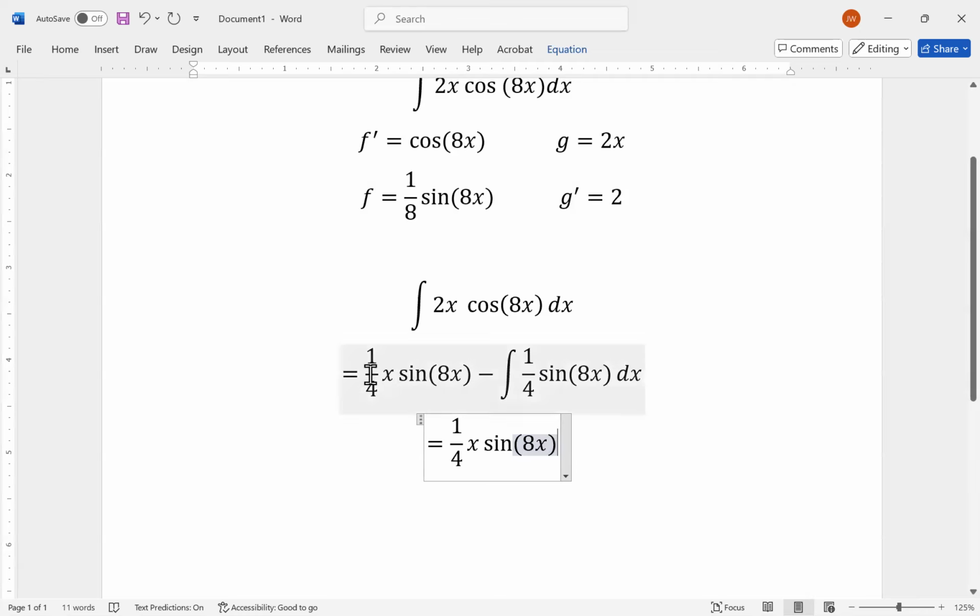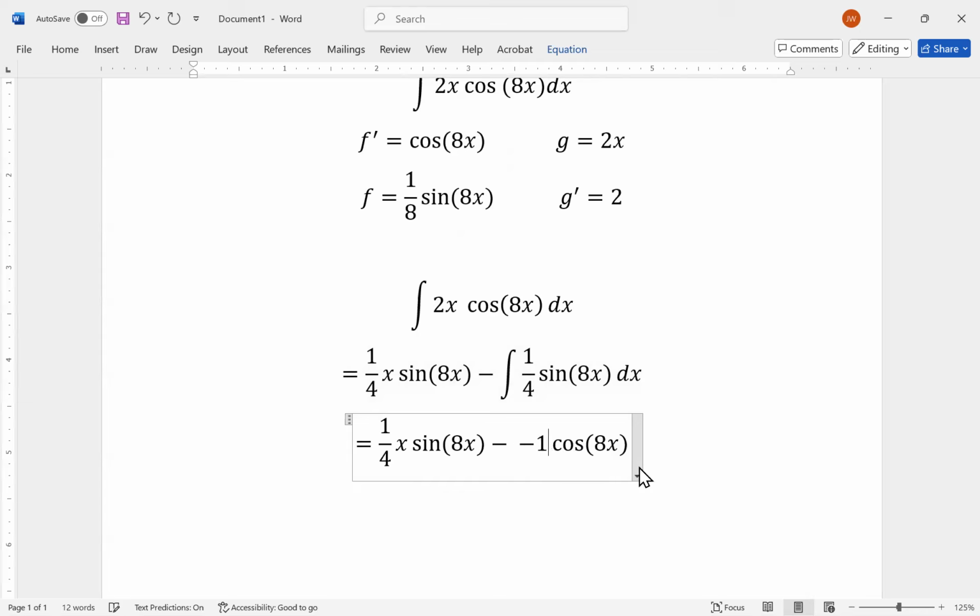Notice I'm not doing any operations to this first one. There's no operations to do here. I just leave it alone. And so, again, the antiderivative of sine is a negative cosine. So I'm going to do a negative of a negative cosine of 8x. And then I'm going to divide by 8. 1/4 divided by 8 is 1 over 32. And the negative of a negative is a positive, so I'm just going to call that plus.